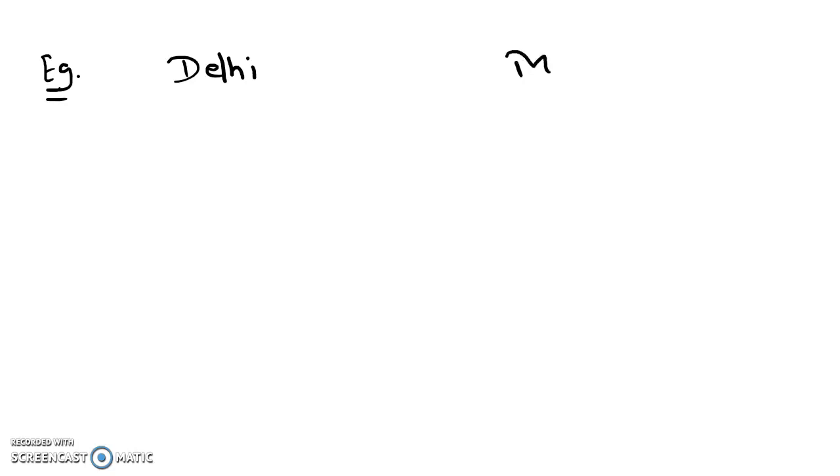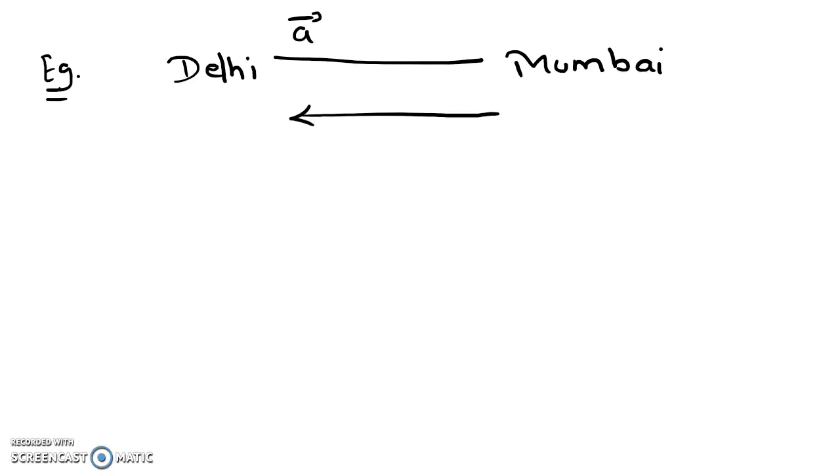Delhi and Mumbai. Say for example, you go from Delhi to Mumbai with a speed of A, and you are coming back with a speed of B. Why have I used the vector sign there? There should be no vector sign. So in that case, what is your average speed? There is a common thing in this problem: the chief, prominent point is that distance is constant.